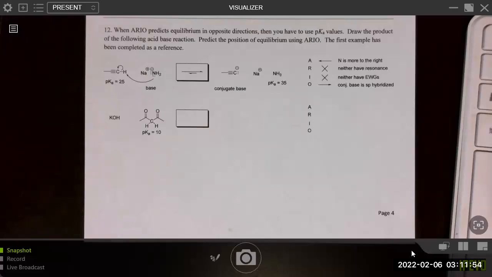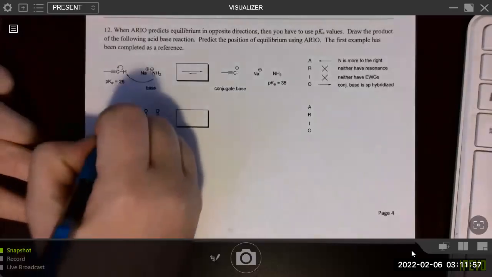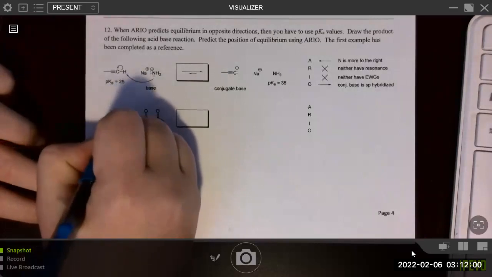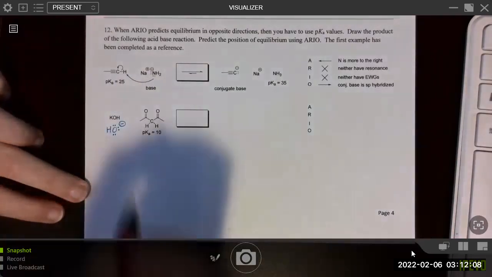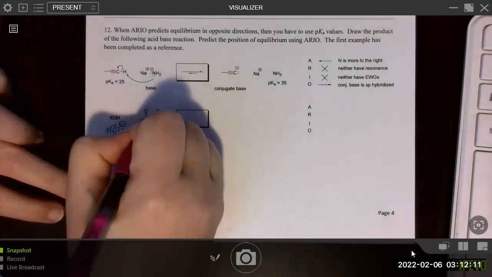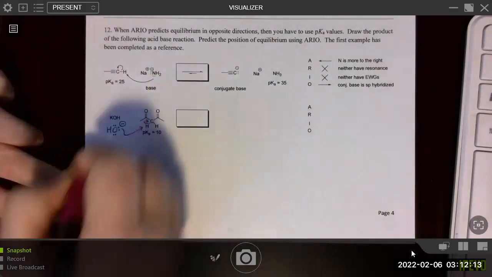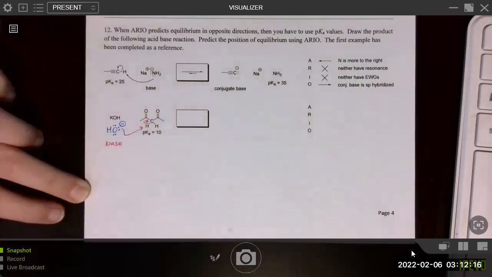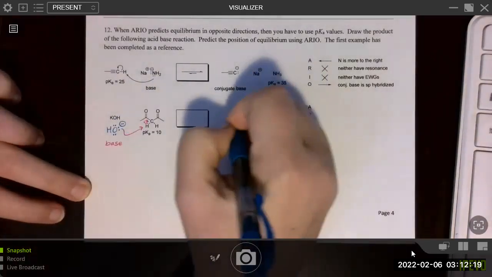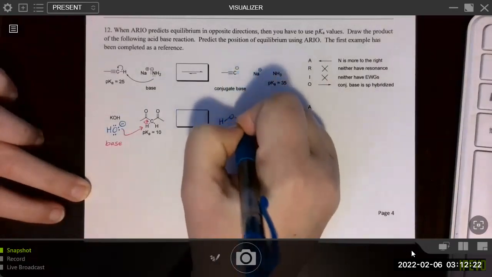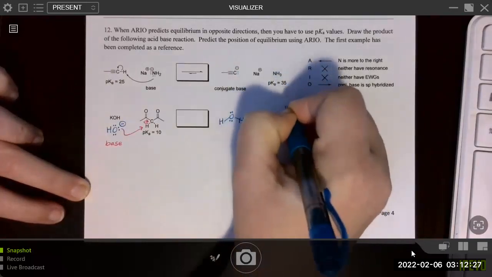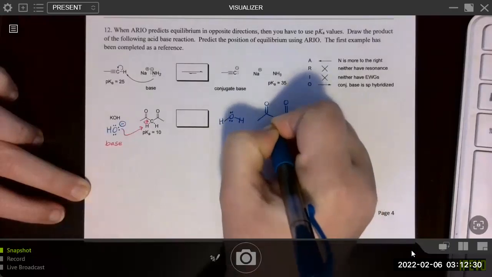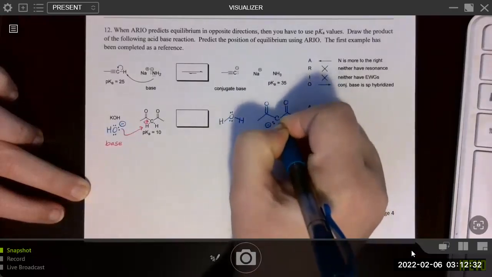So let's look at another example and see if we can see what's going on here. I'm just going to redraw this as hydroxide. Again, the potassium cation is just a spectator ion. And then I'm going to show the base taking the proton from the acid. I'm going to label this as the base. And then we'll draw in the conjugate acid, which is water. And then the conjugate base, which is this structure with a carbanion.